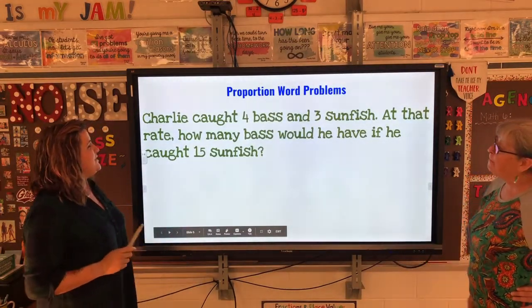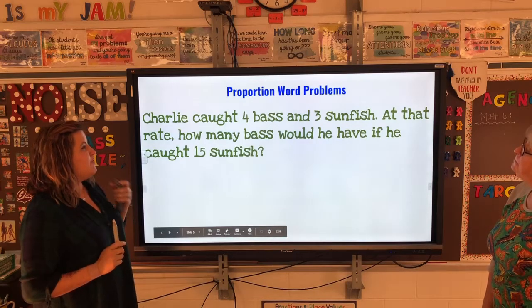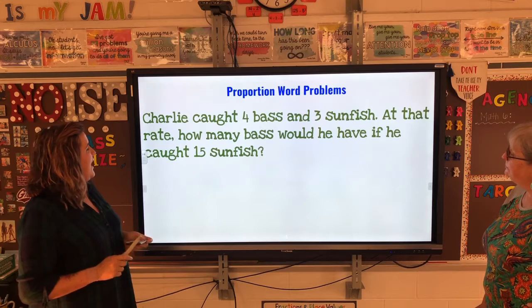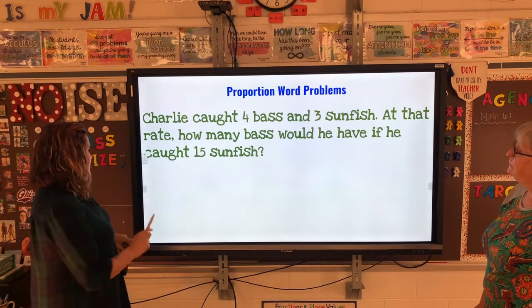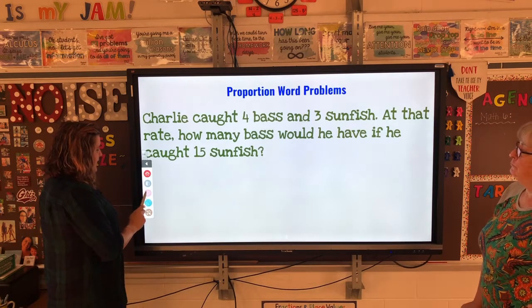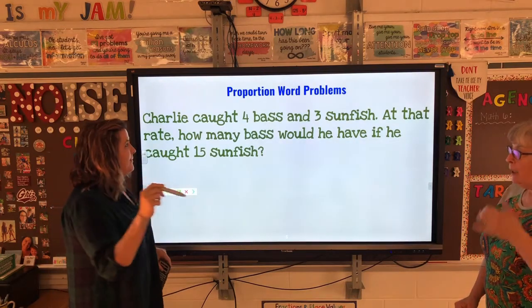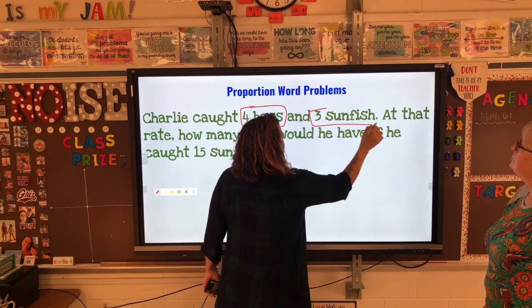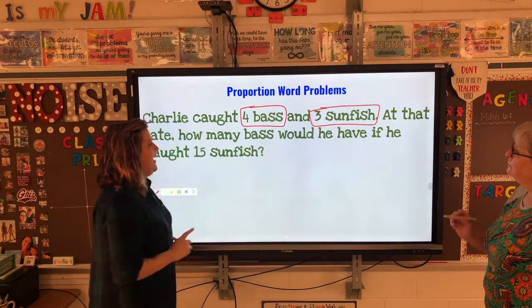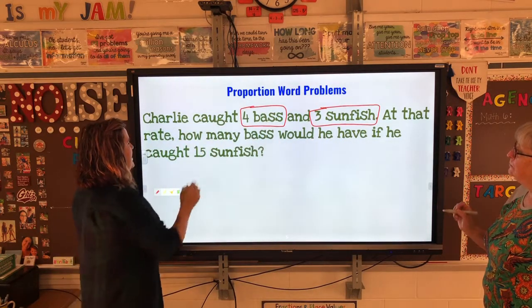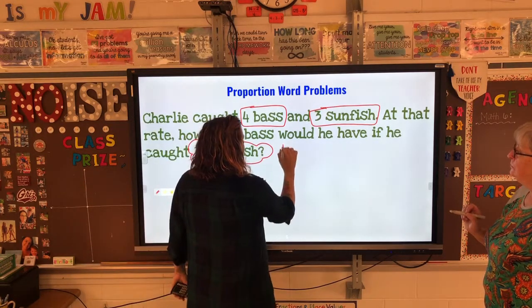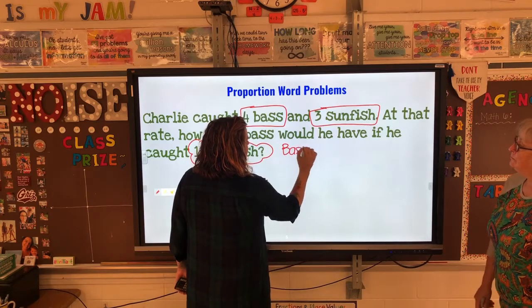Okay. All right, so it says Charlie caught 4 bass and 3 sunfish. At that rate, how many bass would he have if he caught 15 sunfish? Let me box in my important information. So there's 4 bass to 3 sunfish. And then how many bass would he have if he catches 15 sunfish? So I'm going to do bass to sunfish.